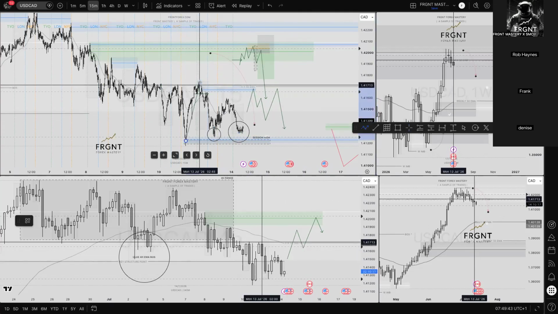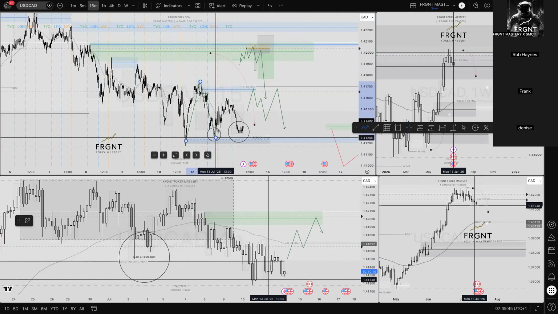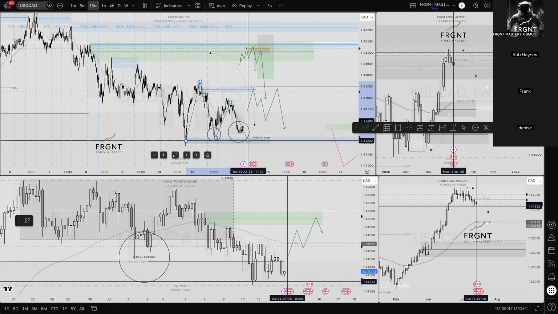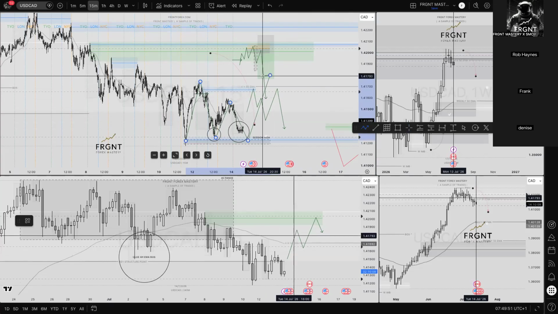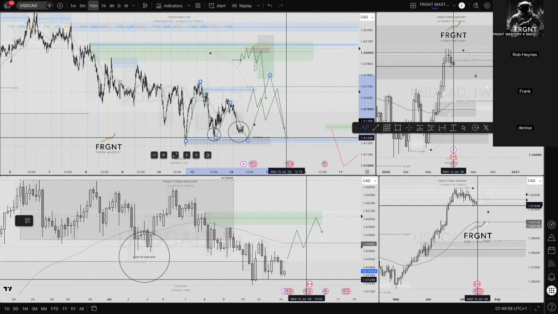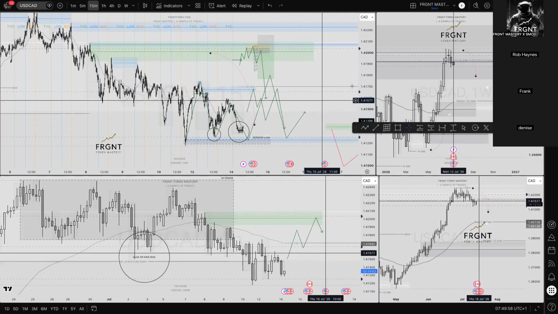stepping up? At some point in time, it did. Price has then come back down, failed to step up. Therefore, if price then comes back down to the area and pushes up, we can then say, well, price is now stepping up from the session low. But at this time, there's just not a lot going on for me personally on US dollar CAD.